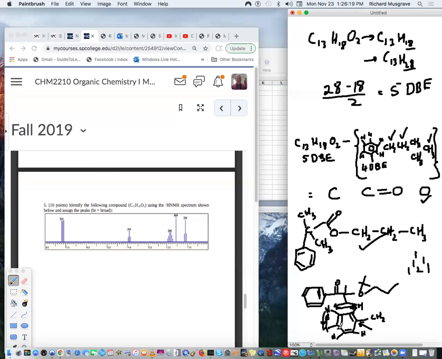Are there 3 lines because there's 3 planes? No, there's 3 lines because I put 3 lines of equal intensity so people wouldn't think that it was next to a CH2. That's all I was trying to say.